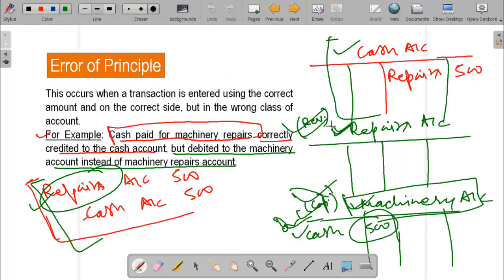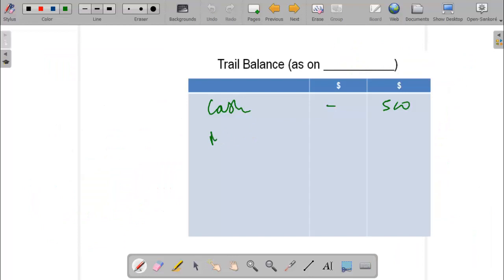Now see, repair account is not there. Instead of repair account, machinery account will come and it shows a debit balance. So instead of repair I will show machinery, and it is showing debit balance 500, so in the debit column I will write 500. Now see, the totals of both the columns are coming the same, isn't it?